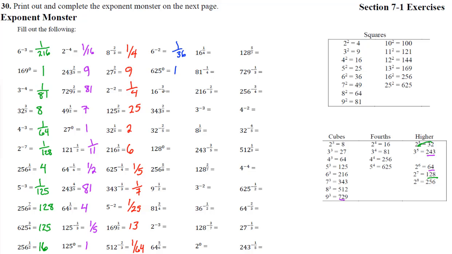16 to the negative 3/4, we're going to fourth root it. So we've got to find 16 in the fourths. Fourth root it, which is 2. Cube that, which is 8. And then negative puts it on the bottom.